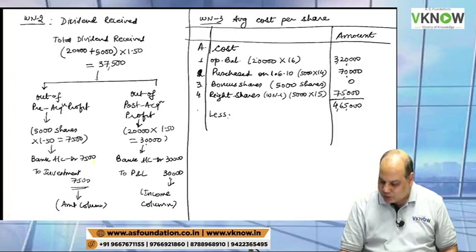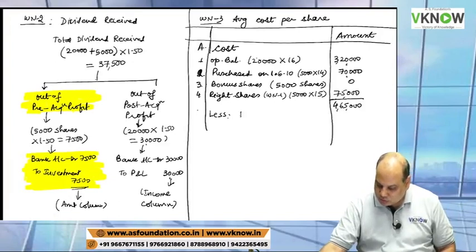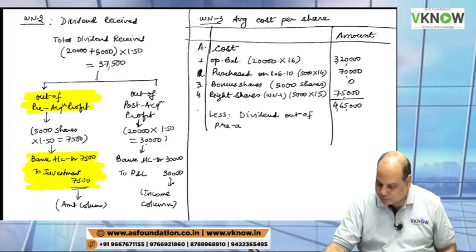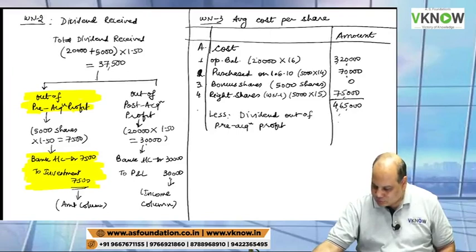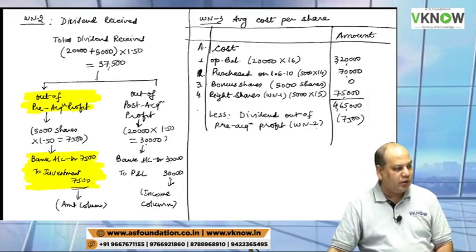But there is one hidden adjustment. There is a dividend received out of pre-acquisition profit. This dividend out of pre-acquisition profit will be credited to investment account. That will reduce the cost. Less dividend out of pre-acquisition profit, 7,500 in bracket working note 2.